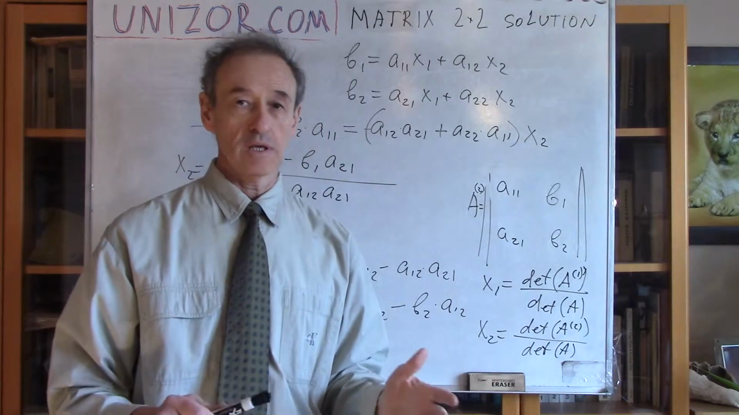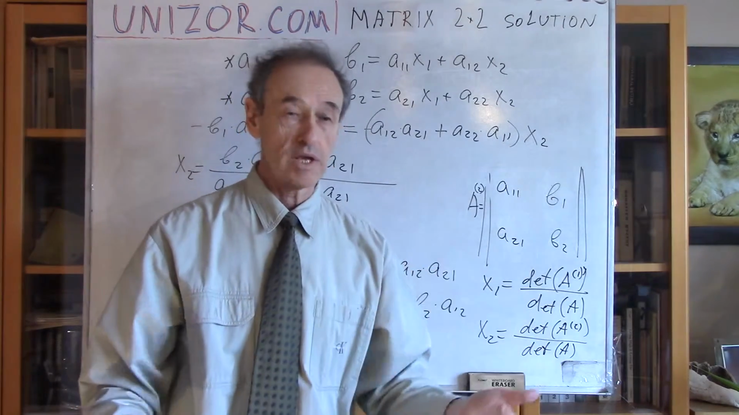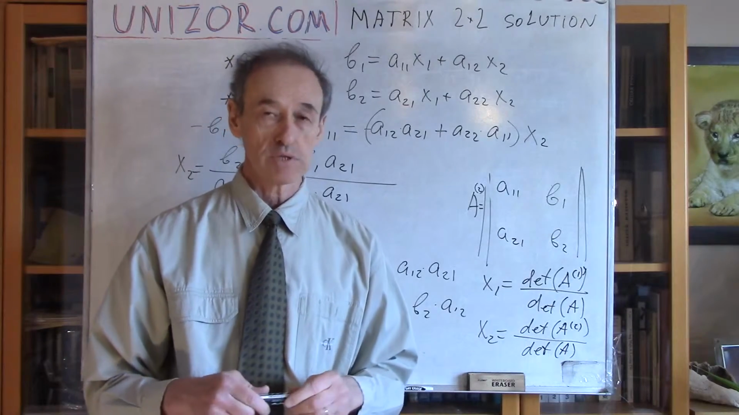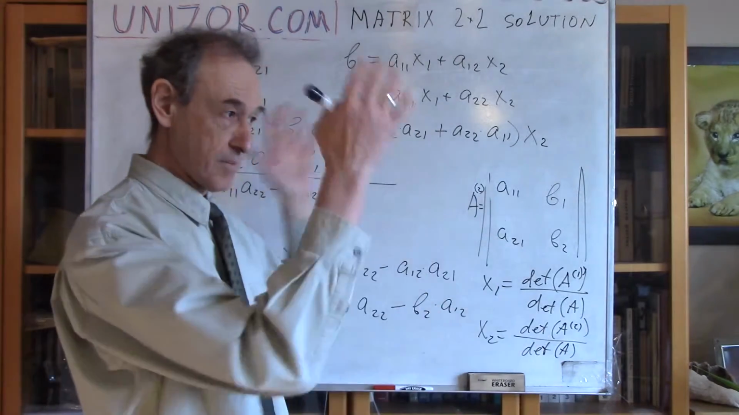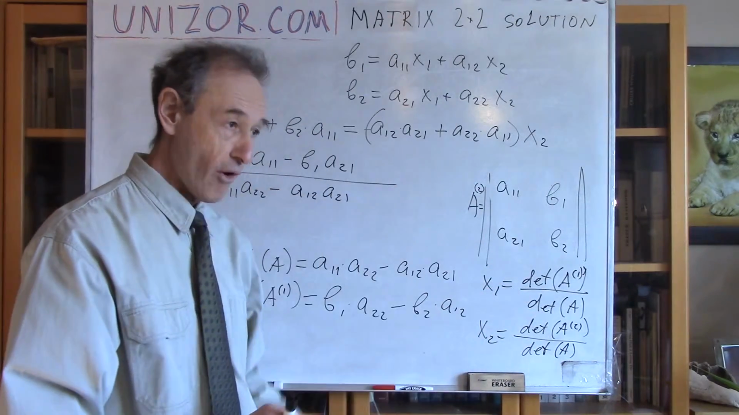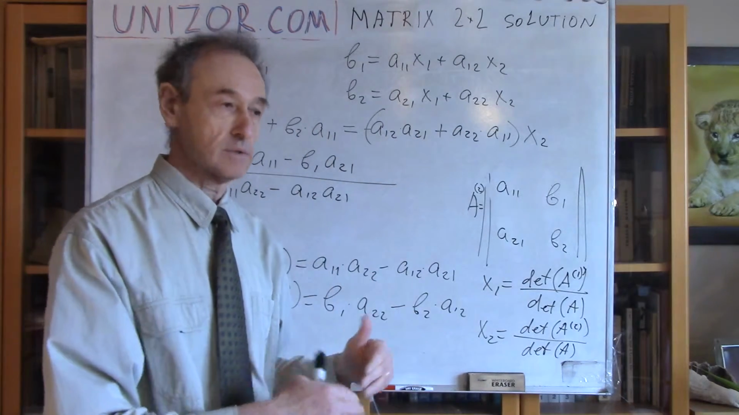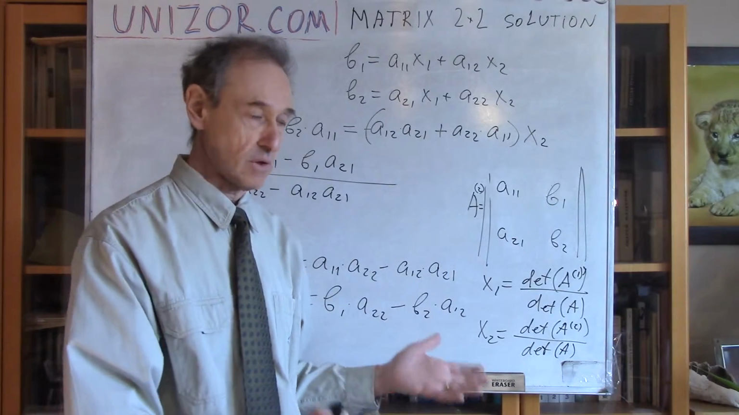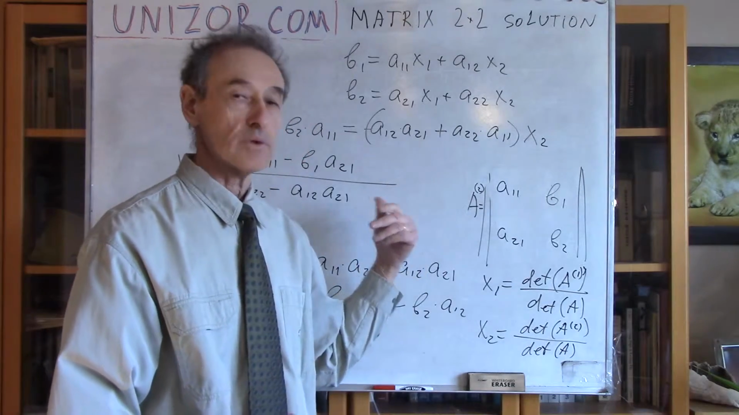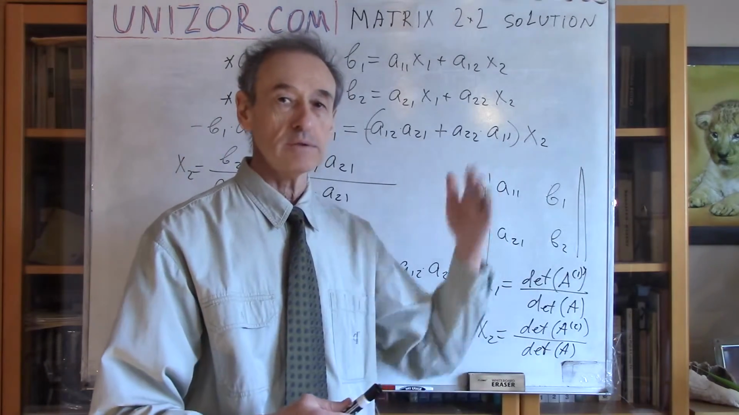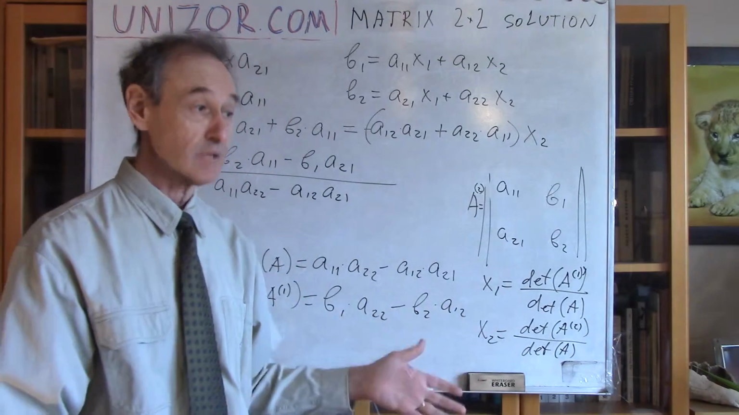Now, what's interesting is that exactly the same formulas exist for three equations with three variables, 4, 25, whatever. The formulas are exactly the same. So you have the matrix of the coefficients, you substitute the first column with the free members and get the determinant, divide by the determinant of the matrix of the coefficients, and you will get the first variable. Substitute the second column with free members, get the determinant, divide by the determinant of the coefficients, and you will get the second variable, etc., etc., etc.